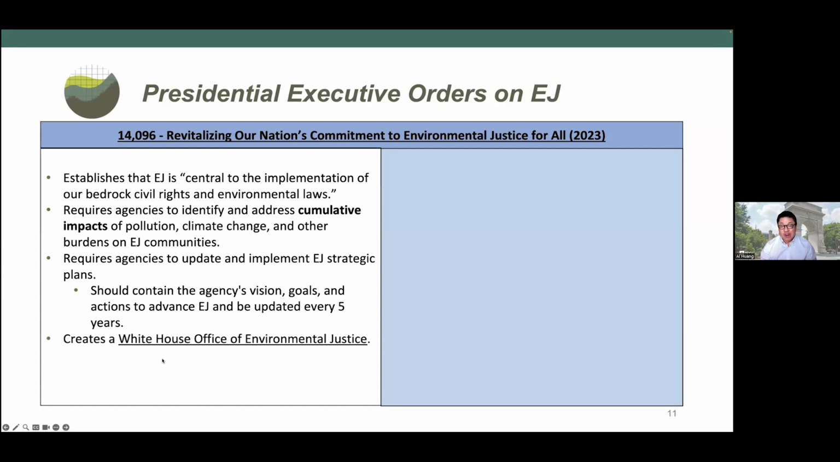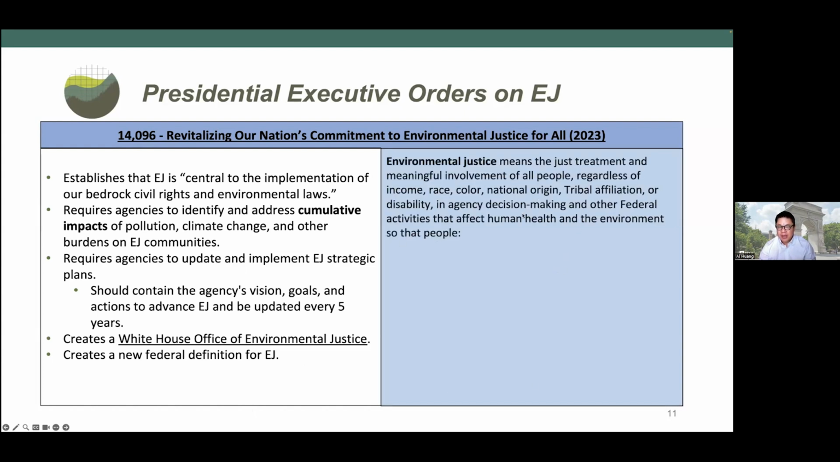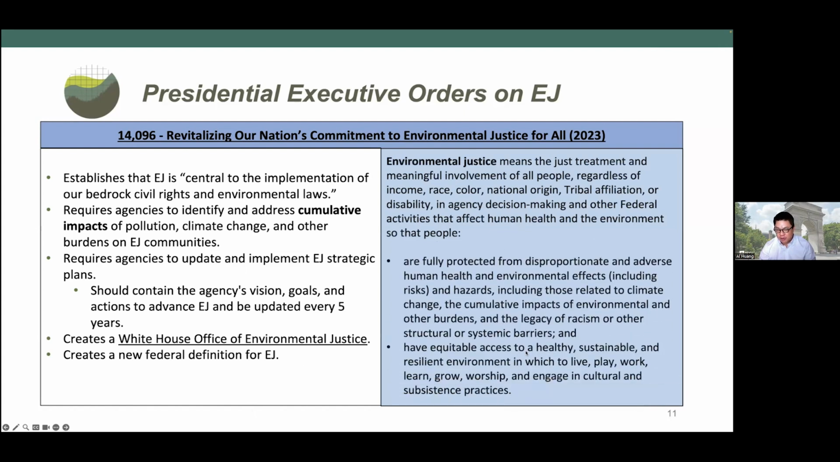It also created a White House Office of Environmental Justice that lives within the White House, and created a new federal definition for EJ, so there's a consistent definition across the board. This is the definition on the side. I'm not going to go through it because of time, but feel free to peruse it. I think what's most important about this, though, is that it essentially takes 12898 and updates it and reaffirms it, and then adds more meat on the bones as far as what agencies are required to do.